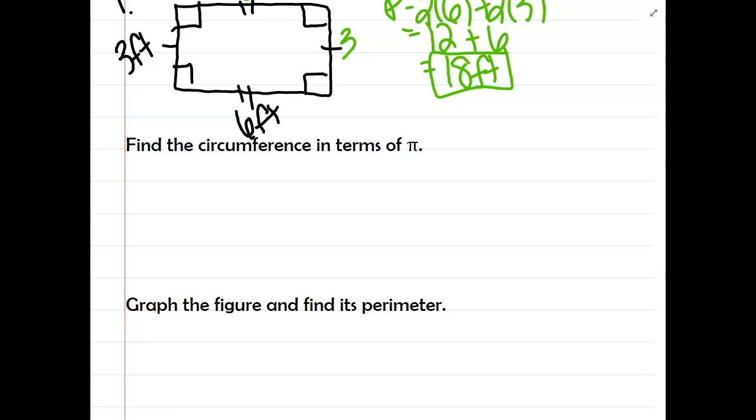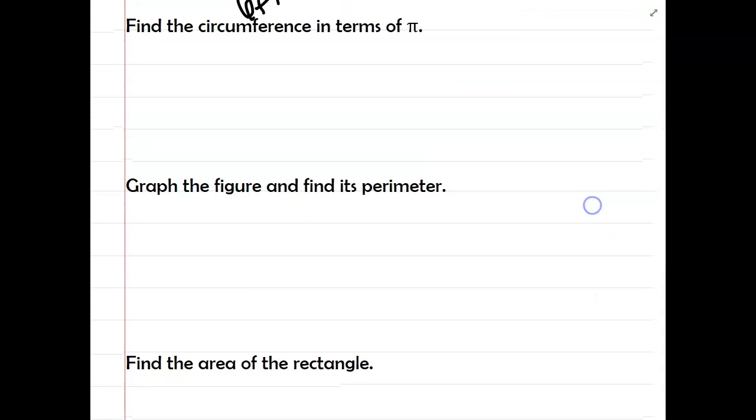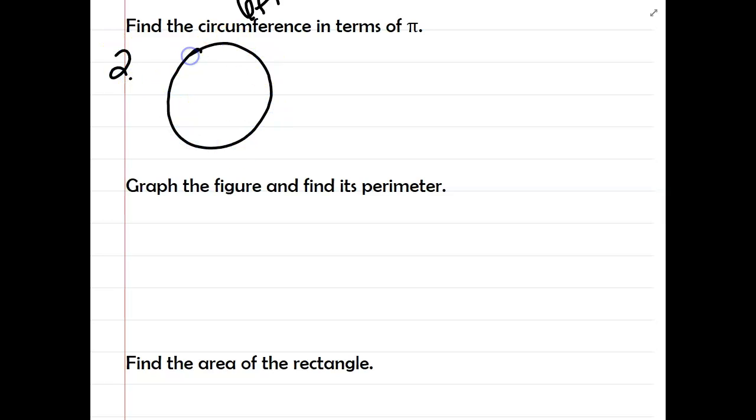Okay, circumference. Pretty much your perimeter, but of a circle. So, number 2. Okay, so we've got this circle. And for this one, they're going to tell me that all the way across the circle is 17 inches. Now, the directions, you need to pay close attention here. It says find the circumference in terms of pi. What this means is I want an exact answer. Okay, so I'll show you what your answer is going to look like.